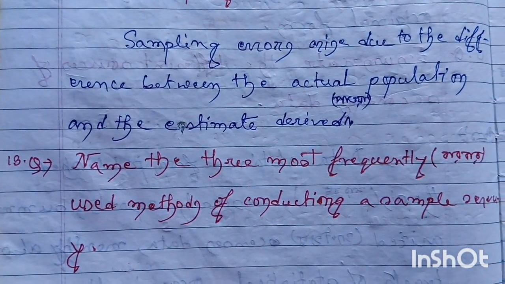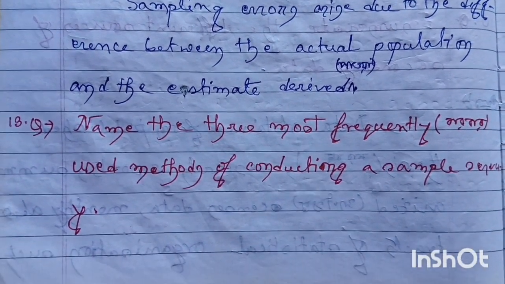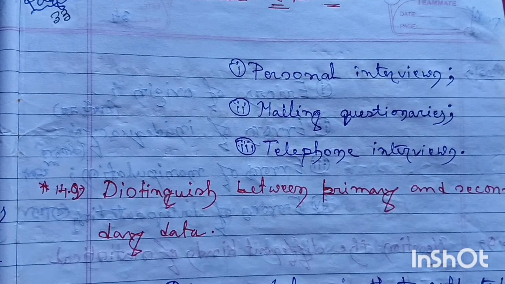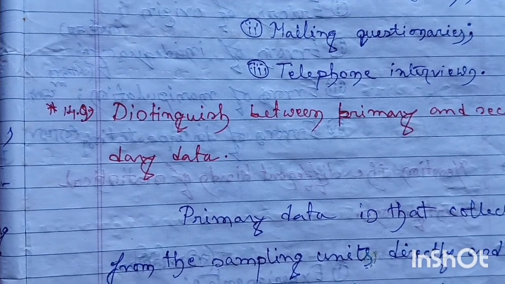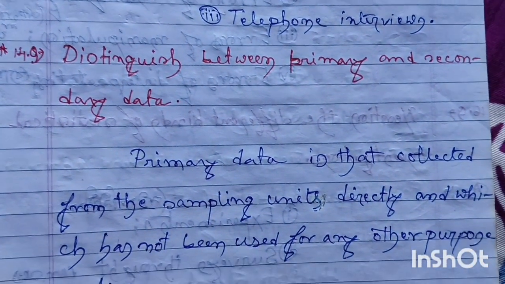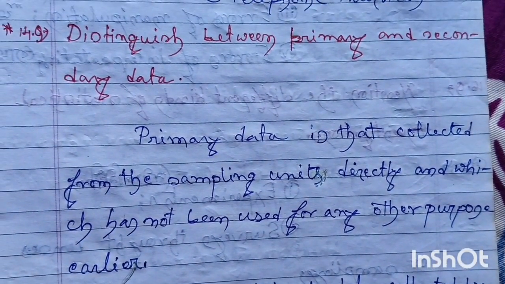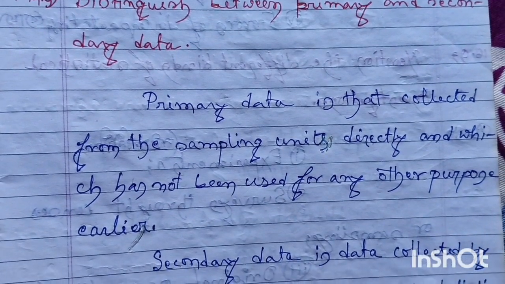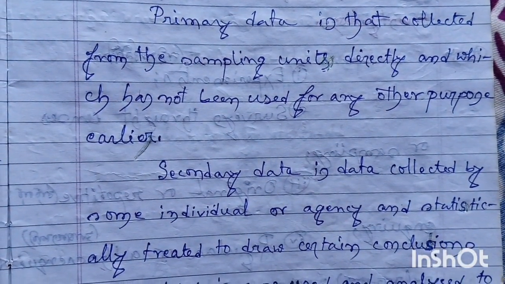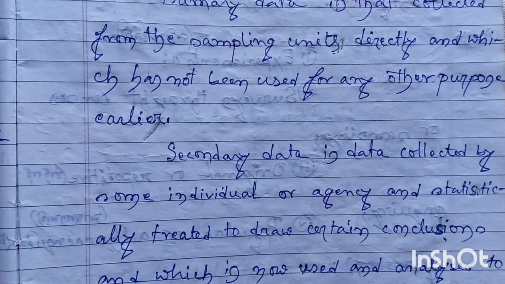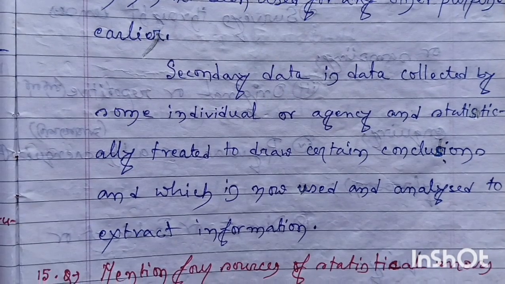Question number 13. Name the three most frequently used methods of conducting a sample survey. Personal interviews, mailing questionnaires. Number 3, telephone interview. Question number 14. Distinguish between primary and secondary data. Primary data is that collected from the sampling units directly and which has not been used for any other purpose earlier. Secondary data is collected by some individual or agency and statistically treated to draw certain conclusions, and which is now used and analyzed to extract information.